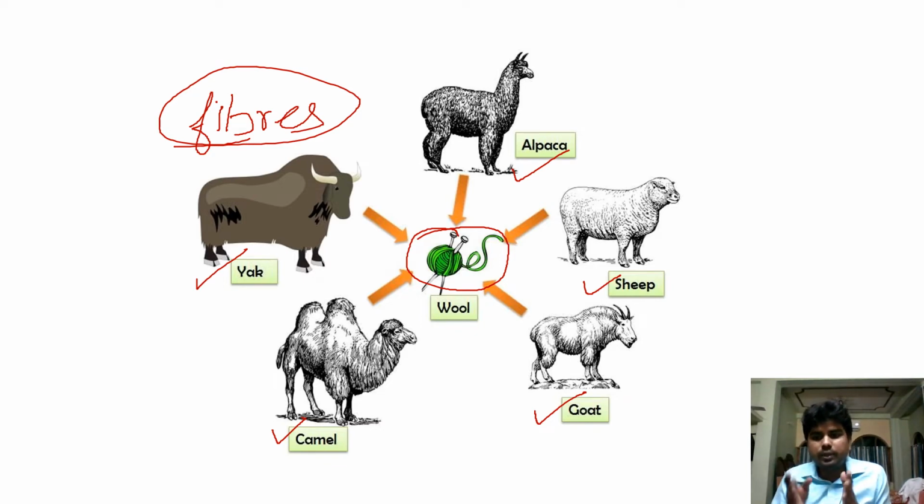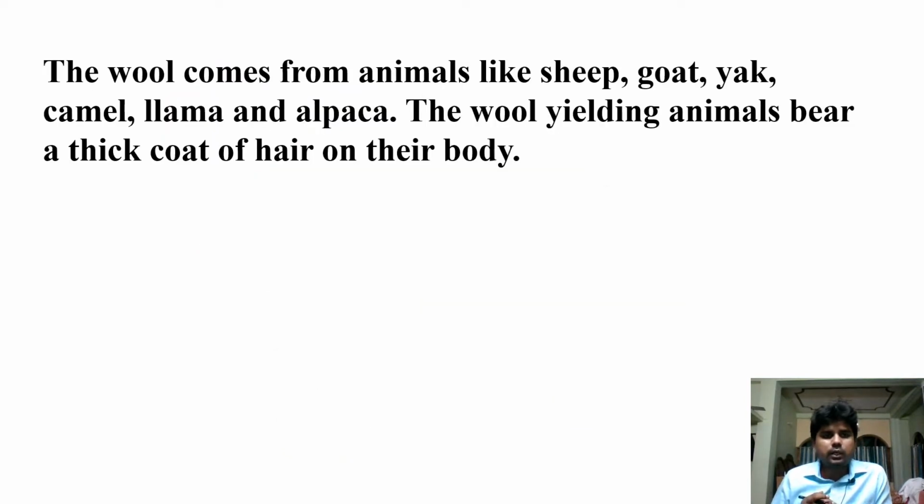So you have to remember the names of these animals, because they will come in the questions also: the yak is there, camel is there, goat is there, sheep is there, alpaca is there. All these animals can give wool. So students, moving further, the wool comes from animals like sheep, goat, yak, camel, llama and alpaca. The wool yielding animals bear a thick coat of hair on their body.